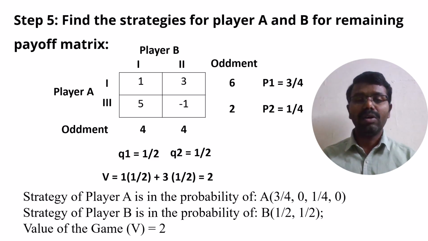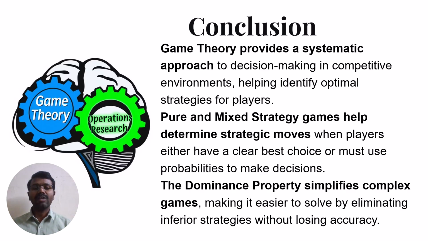So let us conclude game theory with these conclusions. Game theory provides a systematic approach to decision making in competitive environments, helping identify optimal strategies for players. The pure and mixed strategy games help determine strategic moves when players either have a clear best choice or must use probability to make decisions. The dominance property simplifies the game, making it easier to solve by eliminating inferior strategies without losing accuracy.